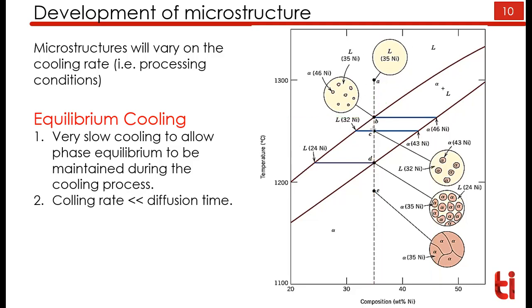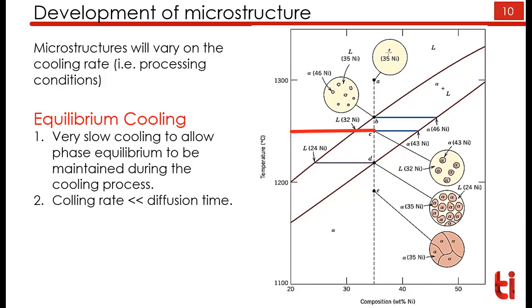Now let's come down to point C. This temperature is around 1250. Now I could see here my alpha particles have grown up, and still I have a liquid because it's a two-phase region. In the liquid, the composition is 32 weight% nickel and 68 weight% copper. Alpha has 43% nickel. The rest is copper. So how do I know this is 43 and 32?